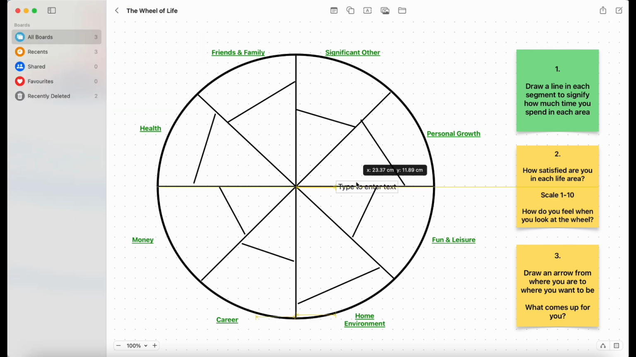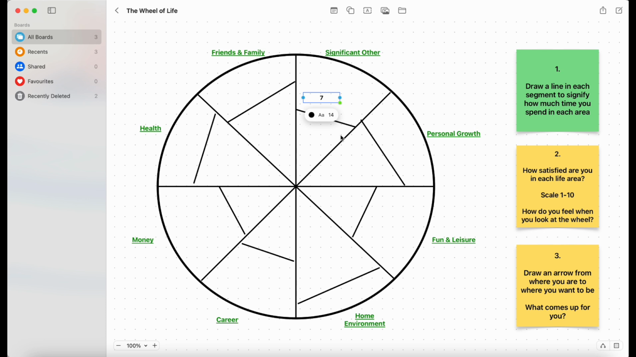I'm just going to keep talking so you can see what's going on. So significant other, how satisfied am I? I'm going to put a 7. I mean, I'm happy. I'm not kind of miserable or anything like that. But I know that there's still room for improvement. There's different things that I can do. So I'm going to pop that as a 7.